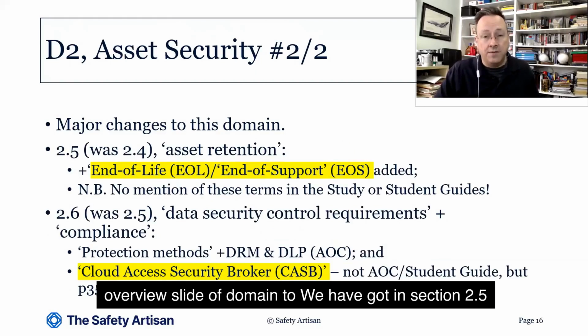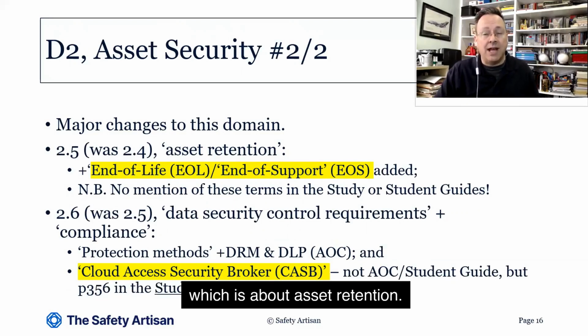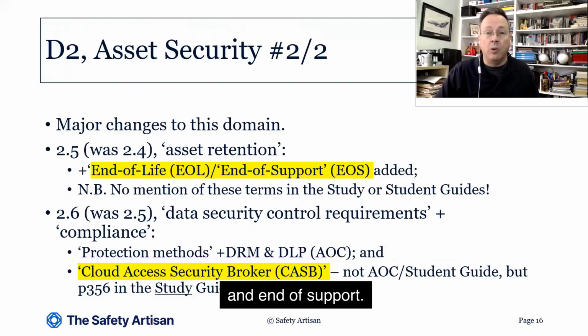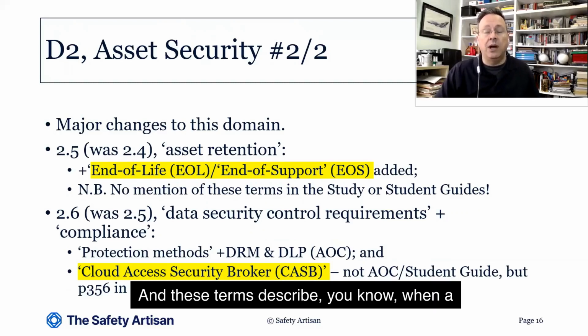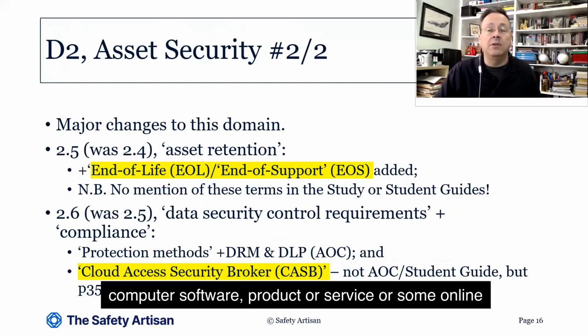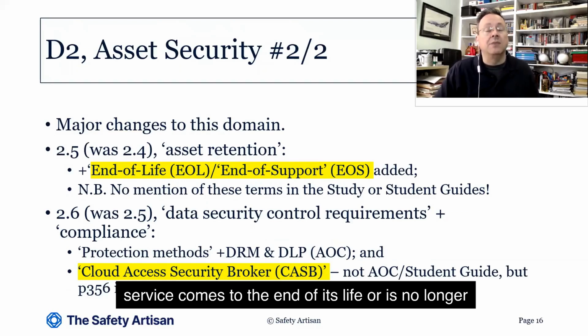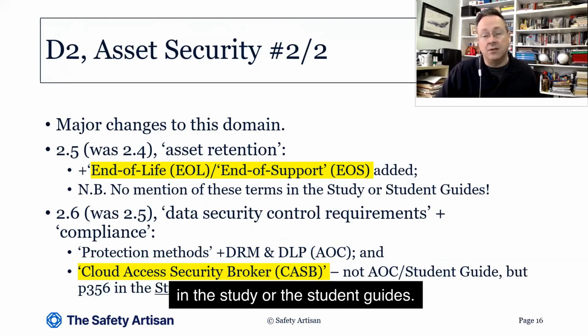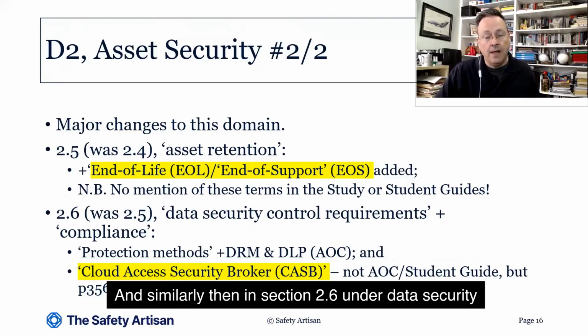So if I move on to our second overview slide of domain 2, we have got in section 2.5, which is about asset retention, some new terms, okay? We have end of life and end of support. And these terms describe when a computer software product or service or some online service comes to the end of its life or is no longer supported. And these are genuinely new things. There is no mention of these in the study or the student guides.